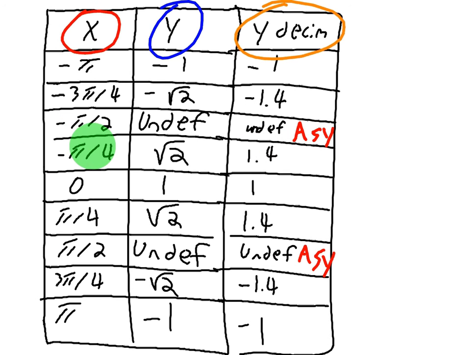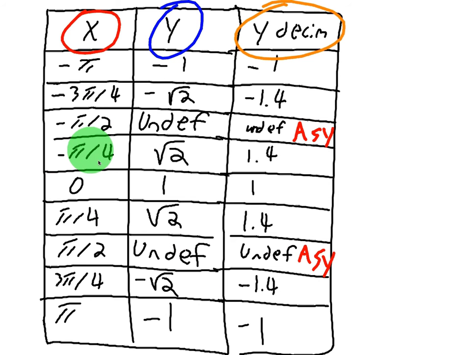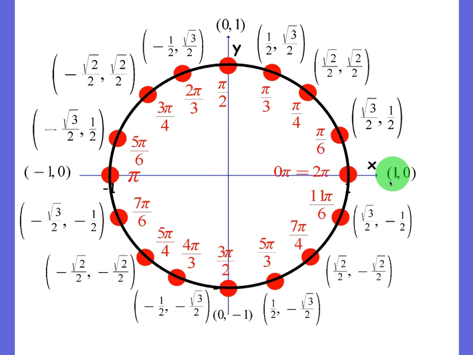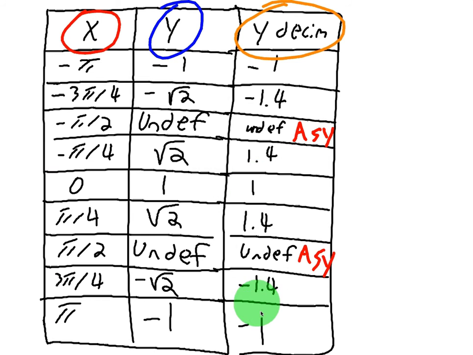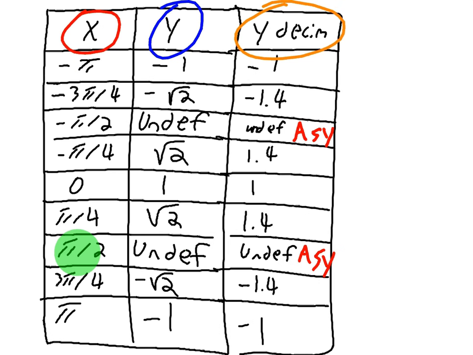Next, we have secant of negative pi over 4. Now, in this case, we're right here, and so x is going to be positive. 1 over square root of 2 over 2 is just square root of 2. Therefore, secant of negative pi over 4 is square root of 2, and the decimal of that is 1.4. Everything else in this chart is just going to be almost exactly the same as these up here. Secant of 0 would be 1 over x, and x is positive here, so it would be 1, and so on and so forth. We're going to have one more asymptote at pi over 2, and that completes steps 1 through 3 for secant. And again, cosecant is going to be very similar to this.